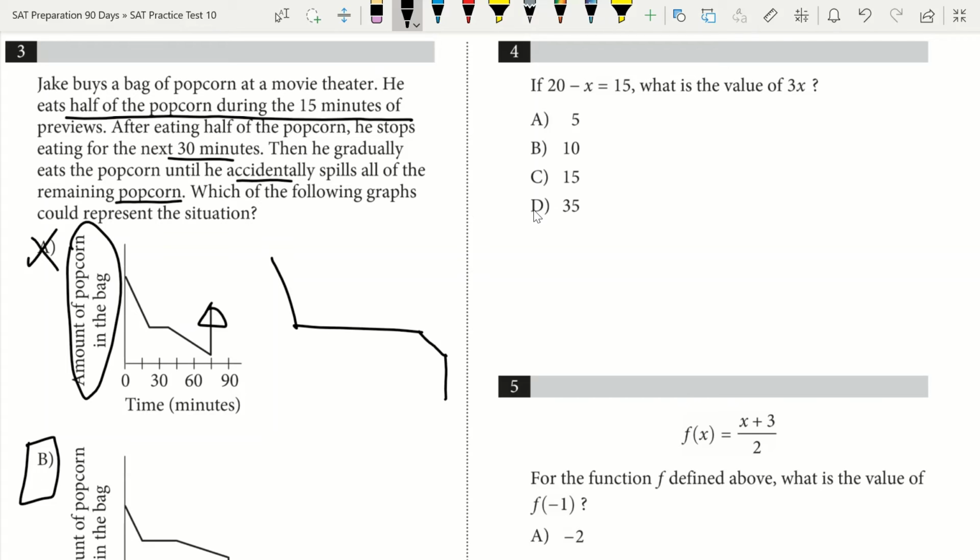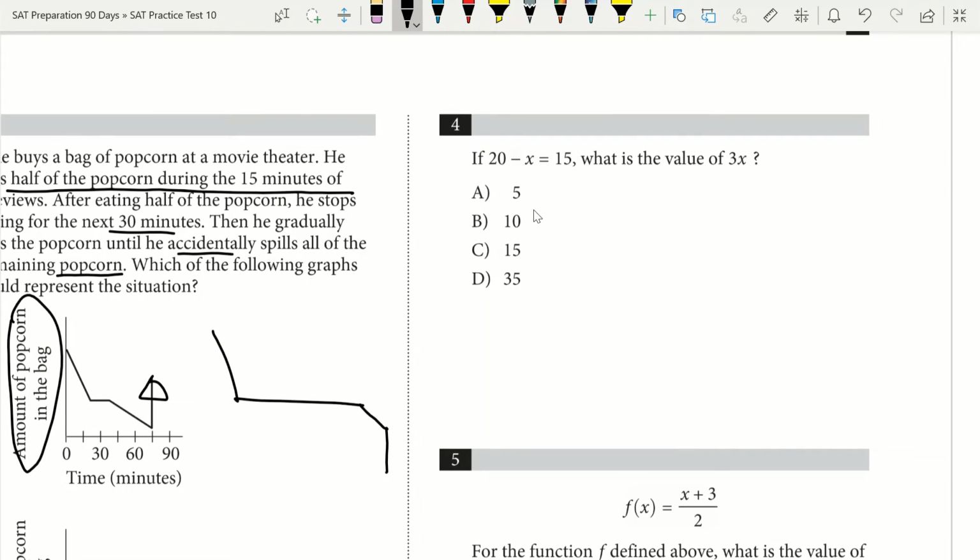All right, so question number 4, if 20 minus x equals 15, what's the value of 3x? All right, right here, we're just going to solve for x real quick. This one right here, you don't even have to necessarily move x if you don't want to. You can just think 20 minus what equals 15. You know 20 minus 5 equals 15, therefore x is going to equal 5. Okay, so that one's pretty easy. If you can ever see one that's real simple like that, then just go ahead and solve it like that.